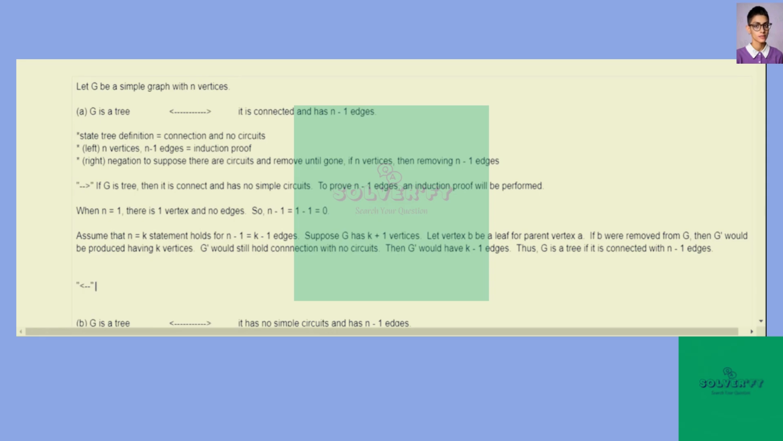So then for the right direction, let G be a connected simple graph with n minus 1 edges. So it's connected, it's got n minus 1 edges. I want to go ahead and negate this. So suppose G is not a tree, then the removal of an edge would keep G prime connected as there is a circuit present in G. So taking that out does that.